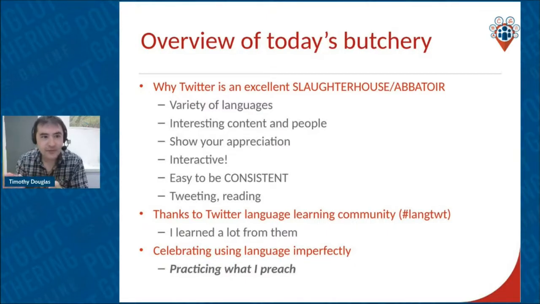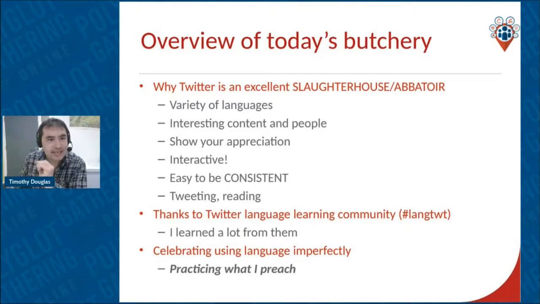As I mentioned, there are loads of different languages, and what I really want to do today as well is say thank you to the people who are learning languages on Twitter. There is a language learning community with the hashtag #langtwit. I've learned a lot from them, and by interacting with them, it's fun and it's easy to do this consistently. I mean, that's part of the advantage of social media. It's designed for consistent use. So why not use it consistently to learn languages? And you can read tweets as well, and you can tweet yourself. You can write as well.